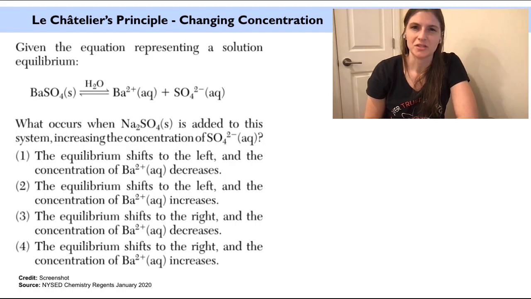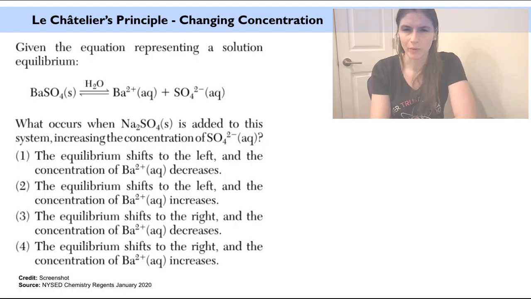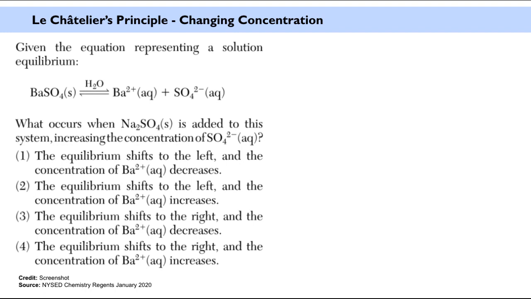We've done a lot of work this video, but let's just do one practice problem to see what these could be like. So given the equation representing a solution equilibrium, so this is an equilibrium of a salt dissolving and coming out of solution and precipitating. What occurs when Na2SO4, sodium sulfate, is added to this system, increasing the concentration of SO4 2-? Now, stay calm here, right?